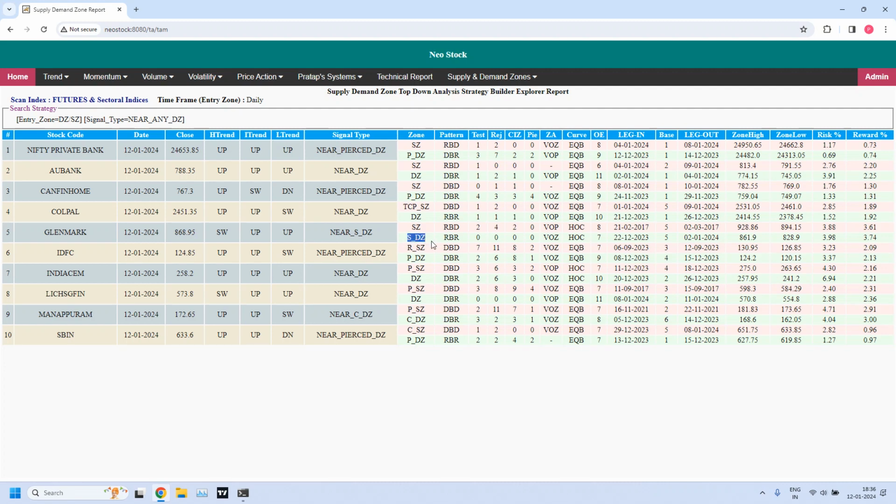We have Glenmark, which is a high liquidity demand zone. And then Manappuram is not acceptable, it is already pierced. So we have only one high liquidity demand zone, that is Glenmark.